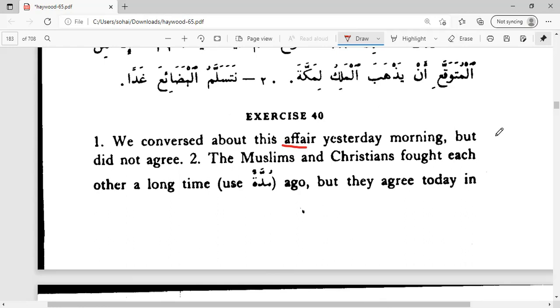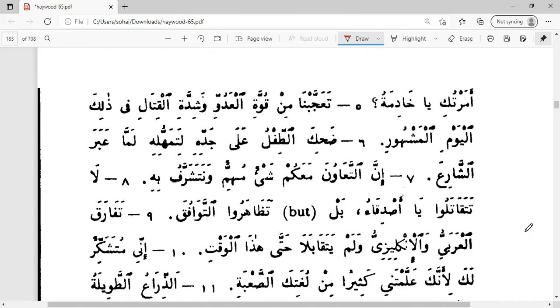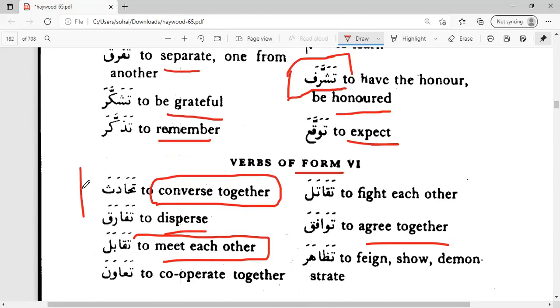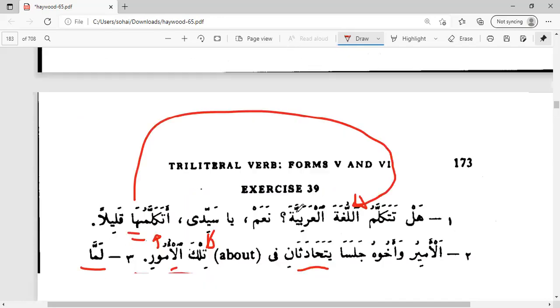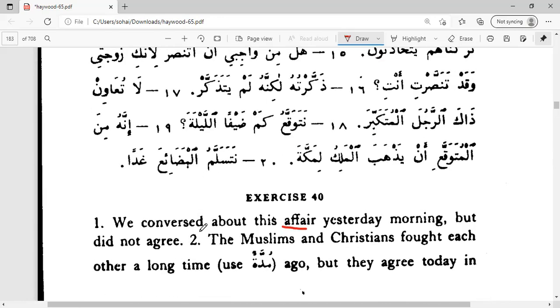So we had a conversation just now, which is here. Tahadasna. Yeah. So we conversed about this matter yesterday morning. It will be tahadasna. Tahadasna an haza.